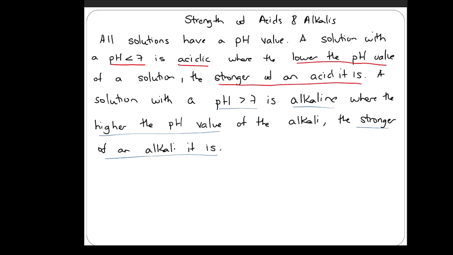We'll end this short video by taking down the note on the screen. I'll read it out before I end the video. It says, all solutions must have a pH value where a solution with a pH of less than 7 is acidic, and the lower the pH value of the solution, the stronger of an acid it is. A solution of a pH of greater than 7 is alkaline, where the higher the pH value of the alkali, the stronger of an alkali that solution is.